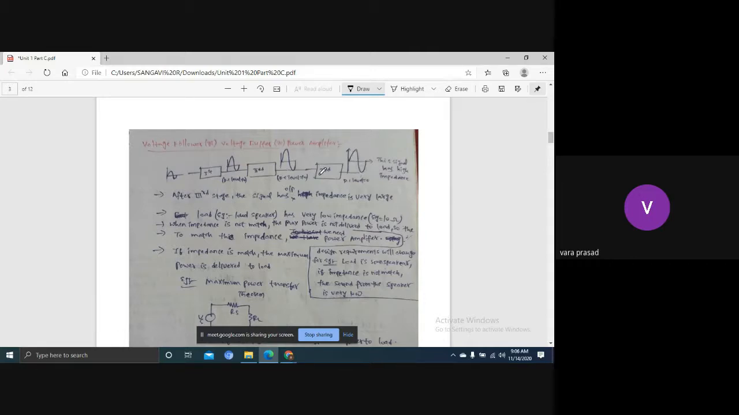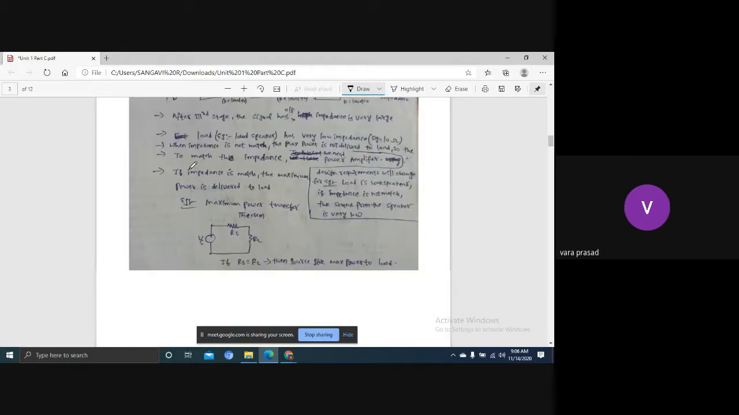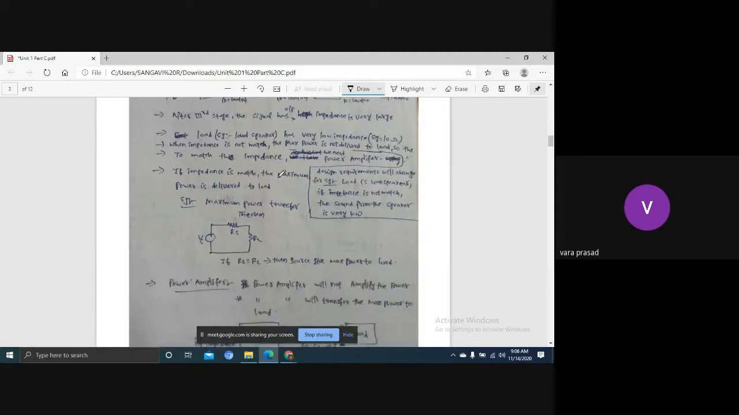Now, this same signal I have to send to the output side, to the load. To send to the load, the voltage follower is the best one, because impedance matching is good. See here, when impedance is not matched, the maximum power is not delivered to the load. For the voltage follower, there is very good impedance matching, whatever signal we are sending from the third stage to the load. Then we can transfer maximum power to the load.